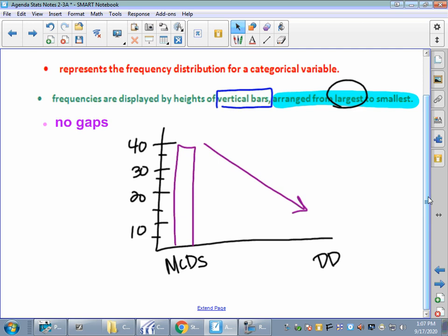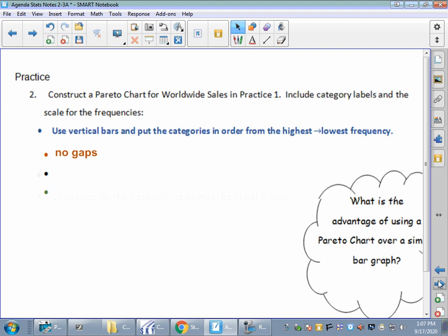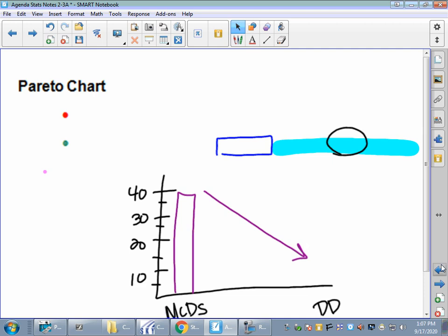Oh. So practice: construct a Pareto chart. So we use vertical bars. We put the categories in order. We put no gaps in between them. Did I put gaps when I did that? Nope, I didn't do a second example. So I'd have another one going like that, but it's probably way shorter, right? Down in that range.